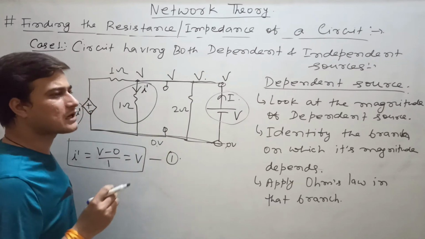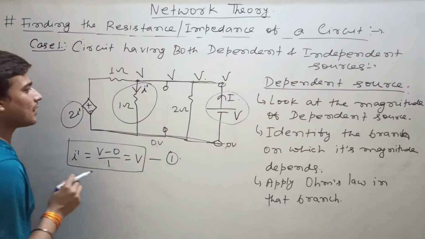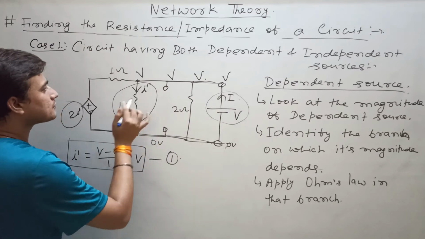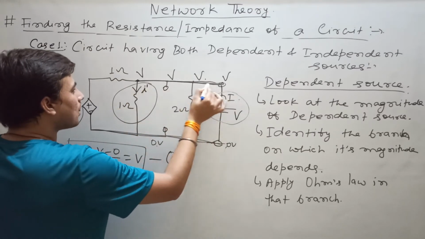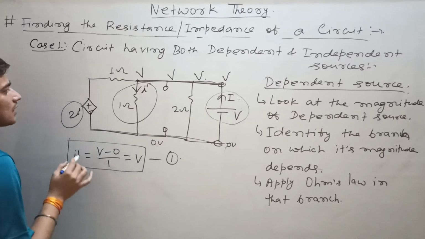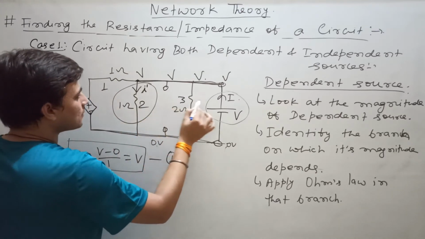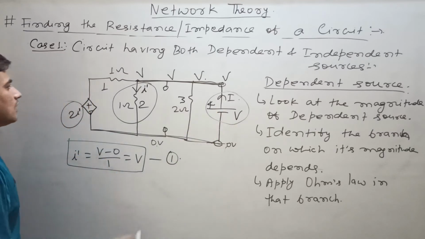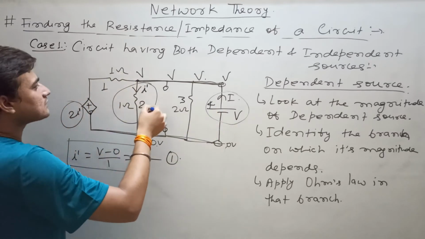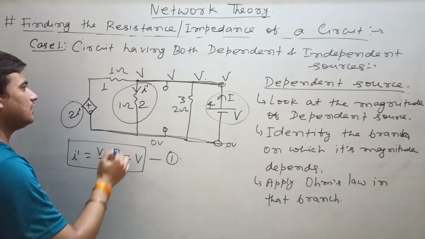Clear? In very few circuits, Kirchhoff's voltage law is applied. So here you will apply Kirchhoff's current law at this node. All are the common nodes. So here how many branches are there? Branch number 1, branch number 2, branch number 3, branch number 4. So let us assume the outgoing currents are positive and incoming currents are negative.